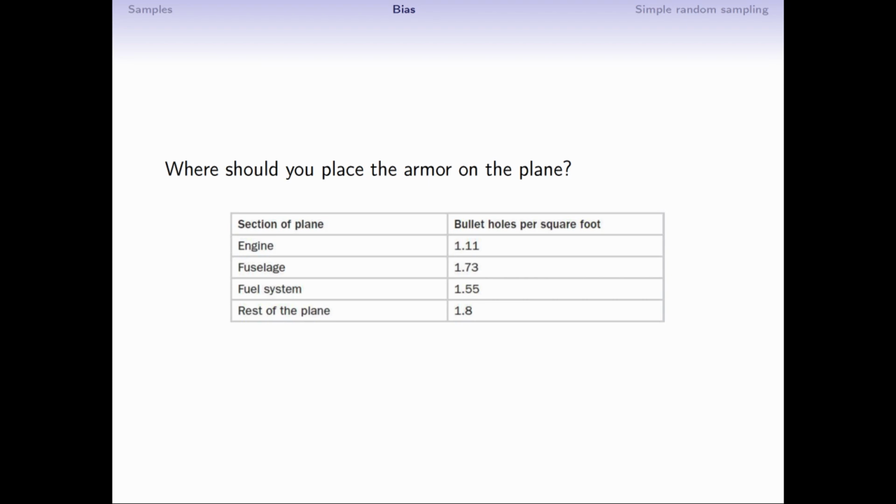And as Ellenberg writes, the reason planes were coming back with fewer hits to the engine is that the planes that got hit in the engines weren't coming back at all. And this is a classic case of survivor bias. We can only learn so much from the planes that come back, and we really, really want to know something about the planes that didn't come back. So we have to be careful in thinking too quickly in a situation like this.